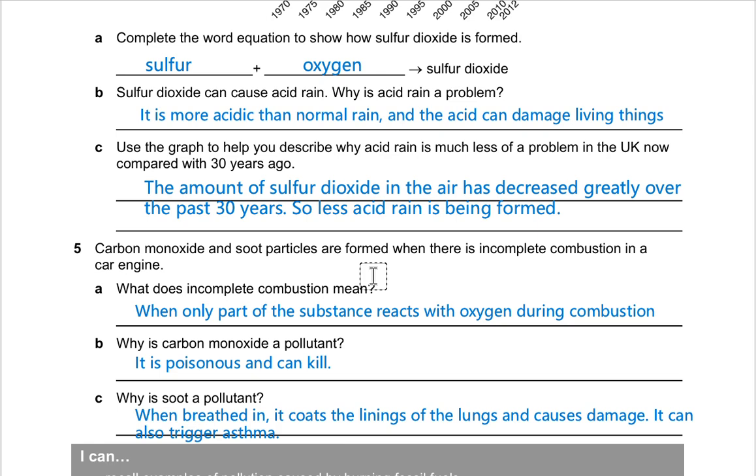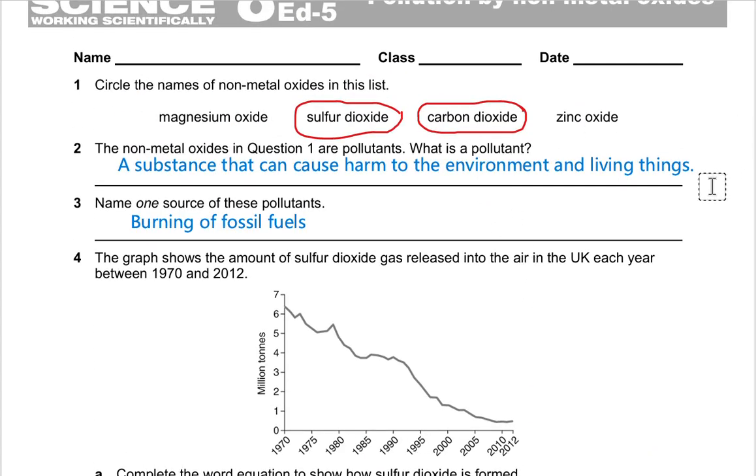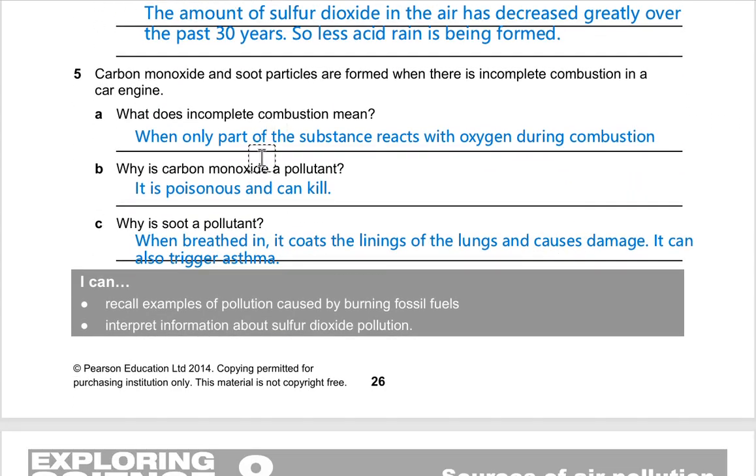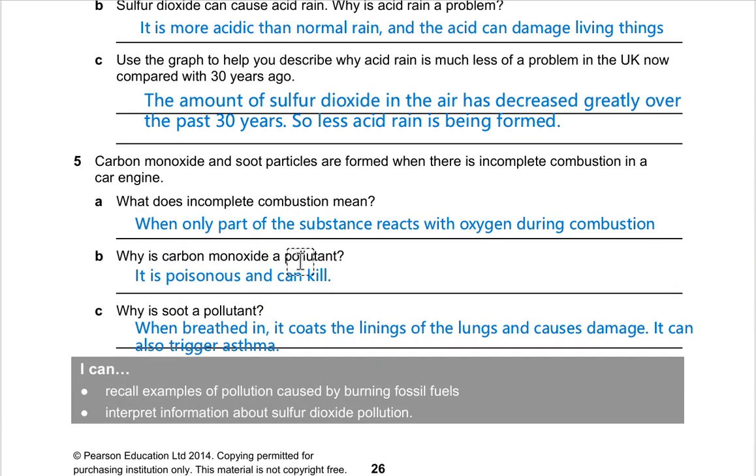Why do you call carbon monoxide a pollutant? What is the reason? What are pollutants? We learnt it. They are harmful for the environment and the animals, living things, right? So why is carbon monoxide a pollutant? It's poisonous, and it can kill animals. Yes, it can. So it is poisonous and can kill.